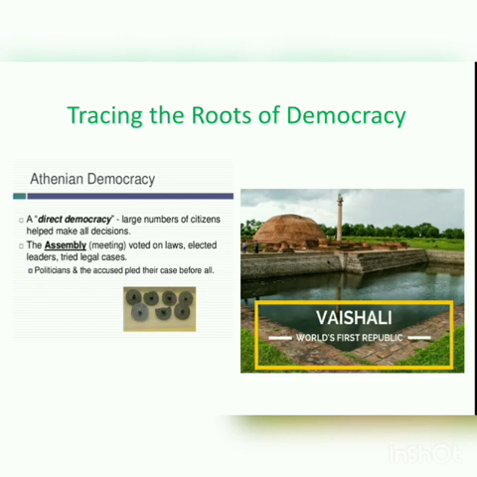You can see the picture of Vaishali. It was the world's first republic. It's in modern Bihar.